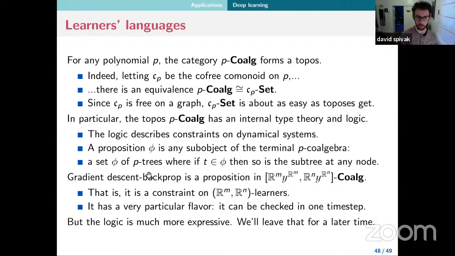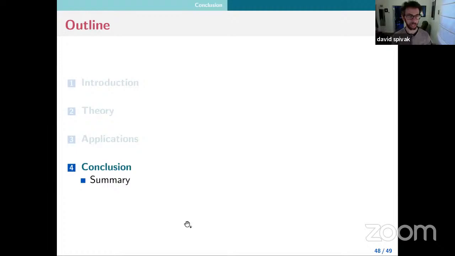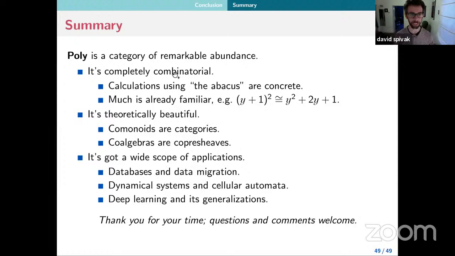So, okay. That concludes my tutorial. Basically, I'm just saying that poly is a really neat, cool category that I love. It's completely combinatorial. The calculations are concrete and it's already familiar. Like, you have these formulas that just make me feel like I'm in middle school again. It's theoretically beautiful. The comonoids are categories. The coalgebras are copresheaves. And it's got this wide scope of applications from databases and data migrations, dynamical systems and cellular automata, and deep learning and generalizations. So that's it. Thank you.